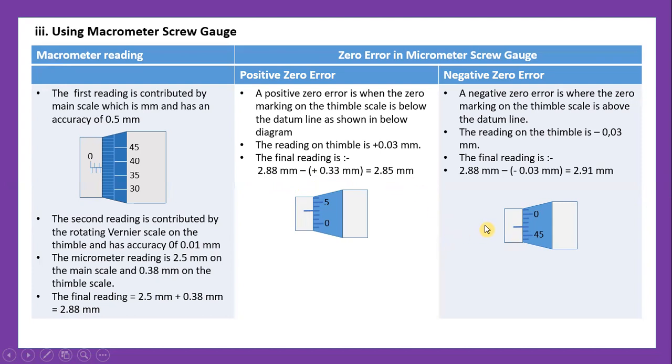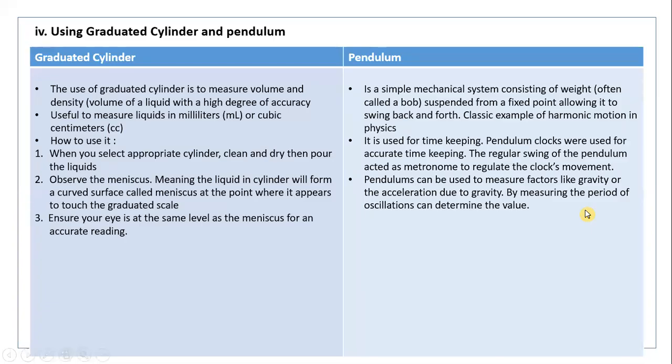Meanwhile, for the negative zero error, the reading on the thimble here represents negative 0.03 millimeter. When you calculate the final reading, it would be 2.88 millimeter minus negative 0.03 millimeter, and you get the value of 2.91 millimeter.